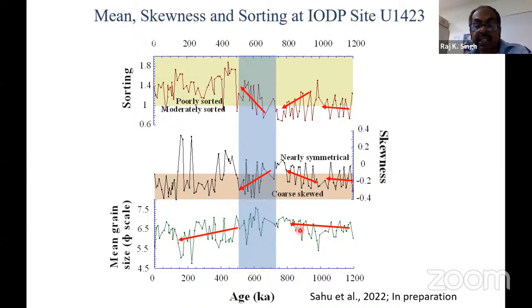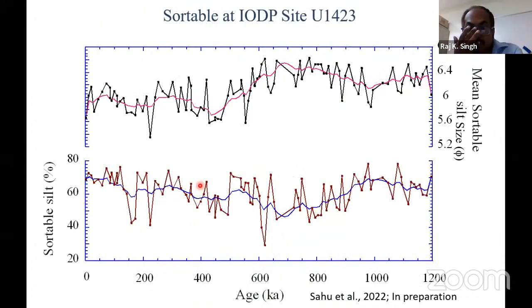in the phi scale. If you see here, when the permanent ice sheet was there, there was not much fluctuation in the mean size, but after the MPT it started decreasing, or we are getting more of the finer materials. The grains were moderately sorted prior to that, but after the MPT most of the grains are very poorly sorted. This suggests there was a change in the sedimentation pattern in this region.